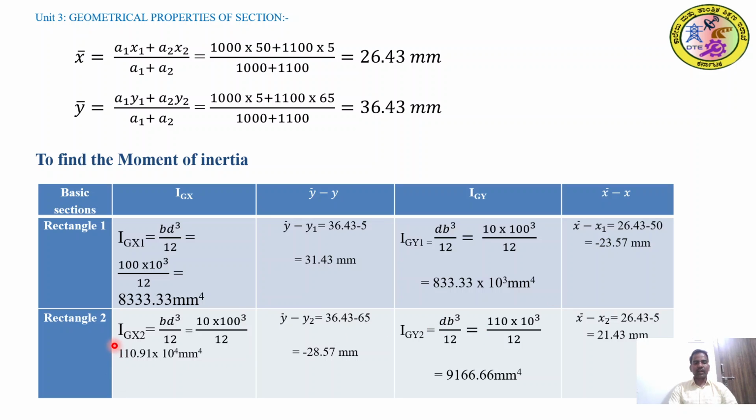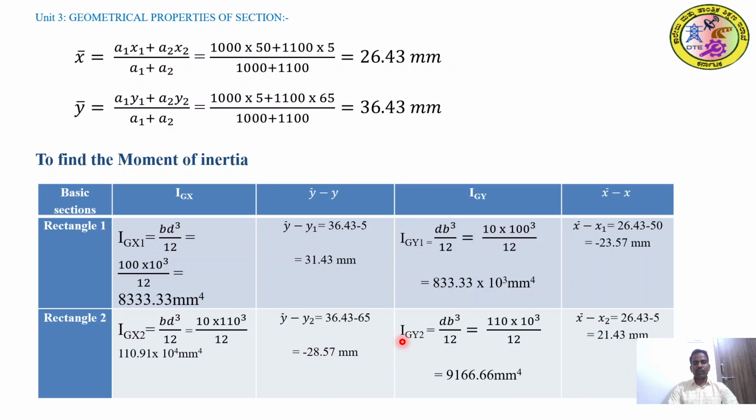Now coming to rectangle 2, the moment of inertia of the second rectangle with respect to the x axis is bd cube by 12, where the width of the section is 10 millimeter and the depth of the section is 110 millimeter. Therefore the value is 110.91 into 10 power 4 millimeter power 4. For the second rectangle, the centroidal difference is y bar, the whole section centroid with respect to the x axis, minus the second rectangle centroid with respect to the x axis, 36.43 minus 65, which is 28.57.